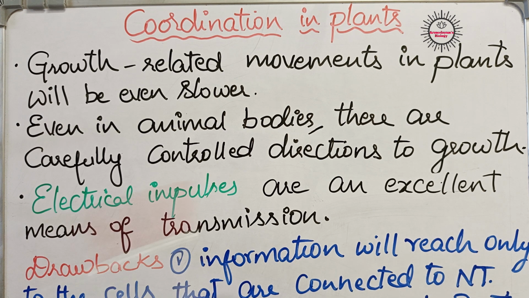Electrical impulses are an excellent means of transmission. Actually, we have two types of transfer, no, electrical impulses and chemical impulses. Both of them carry information about stimulus in our body. So among these two, electrical impulses are an excellent source of transmission. They can transmit information very quickly. Okay, very fast. Still, it has some drawbacks.